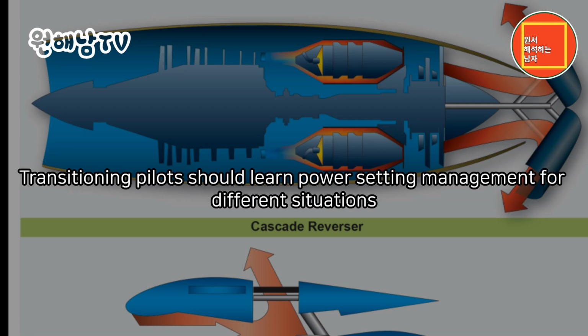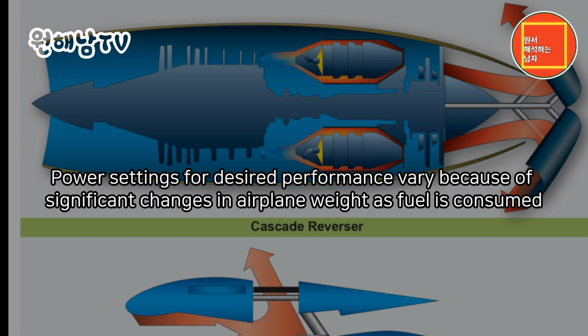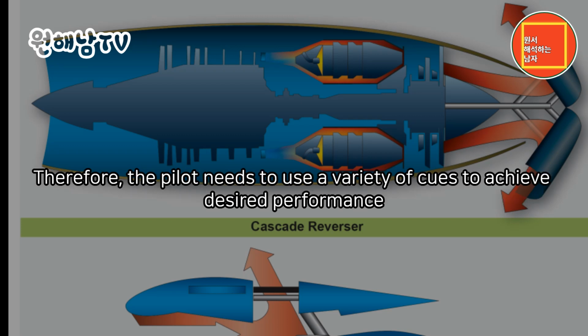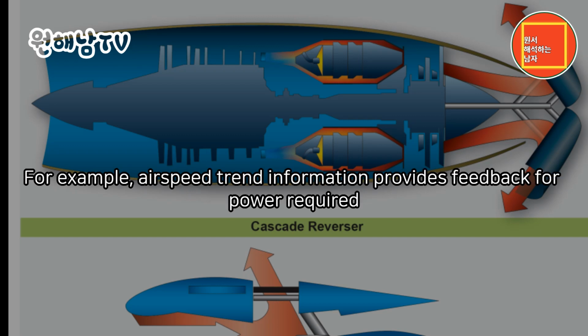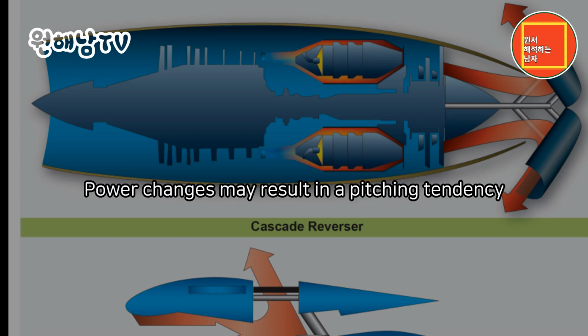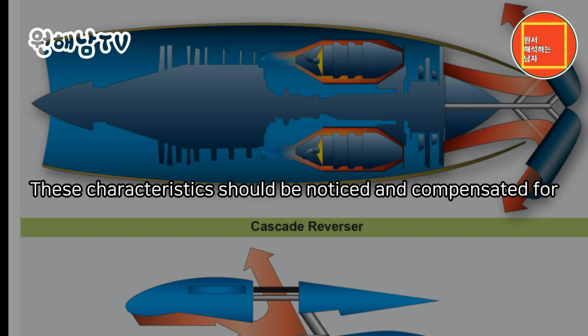Transitioning pilots should learn power setting management for different situations. Power settings for desired performance vary because of significant changes in airplane weight as fuel is consumed. Therefore, the pilot needs to use a variety of cues to achieve desired performance. For example, airspeed trend information provides feedback for power required. Power changes may result in a pitching tendency. These characteristics should be noticed and compensated for.